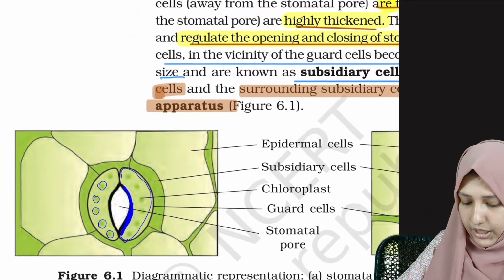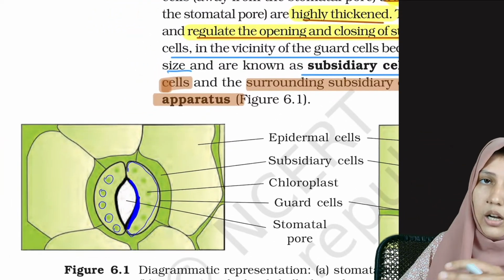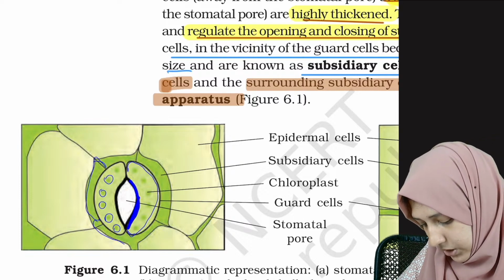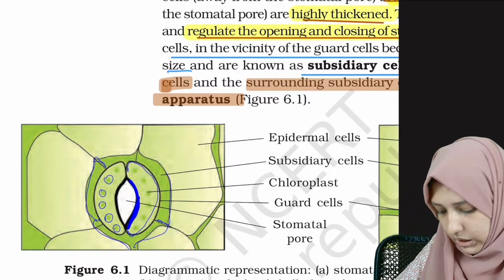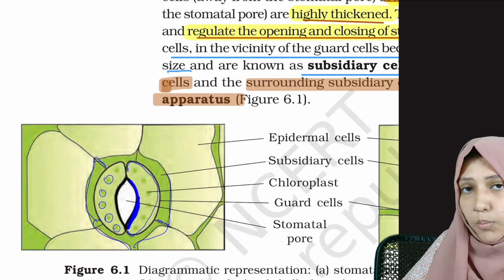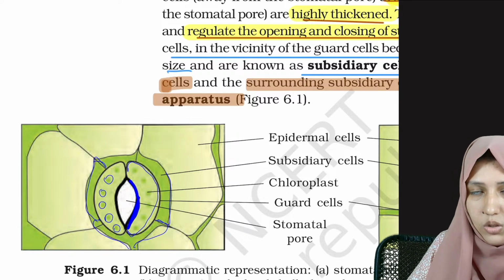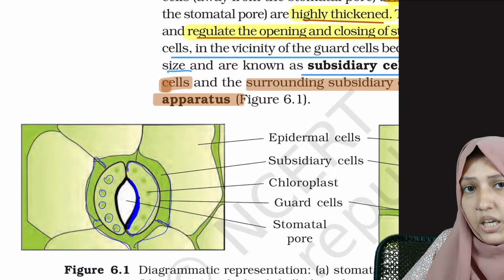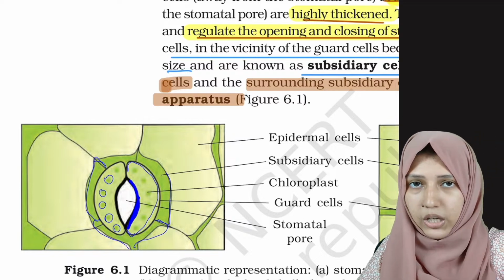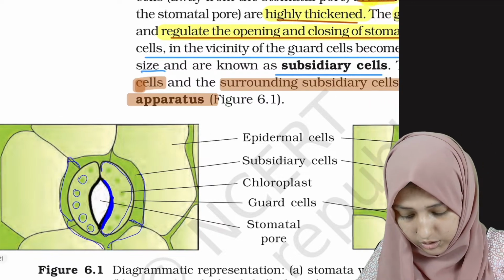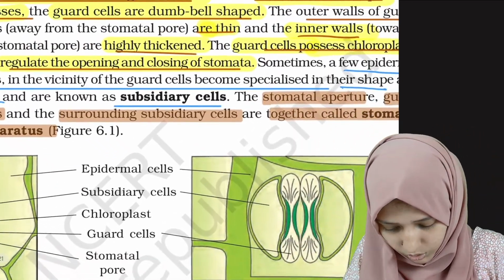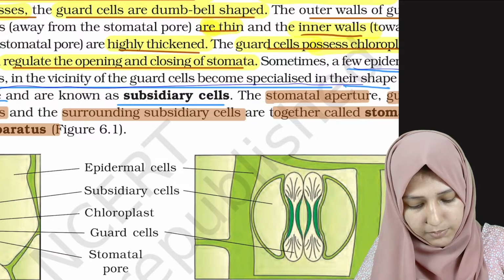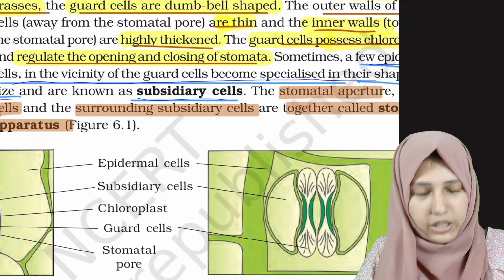Now the epidermal cells, these are a part of epidermal tissue, right? So the epidermal cells which are present near to the stomata can be modified to form subsidiary cells. So just remember what subsidiary cells are. They are the modifications of nearby epidermal cells. So in the vicinity, a few epidermal cells in the vicinity of guard cells become specialized in their shape and size to form subsidiary cells.